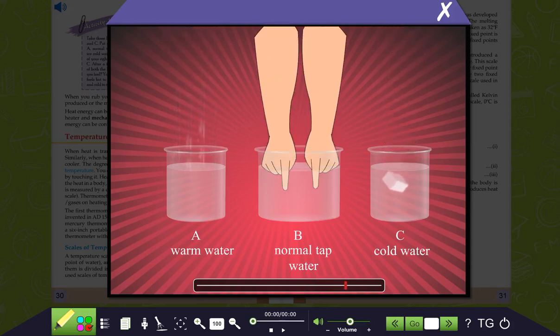What do you feel? You will find that the tap water feels hot to the finger of your left hand and cold to the finger of your right hand.